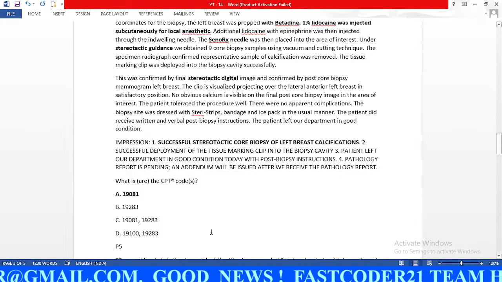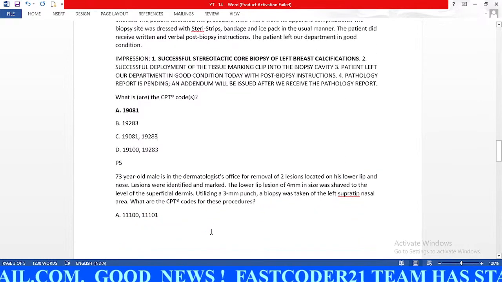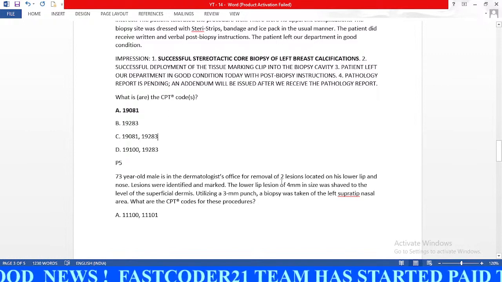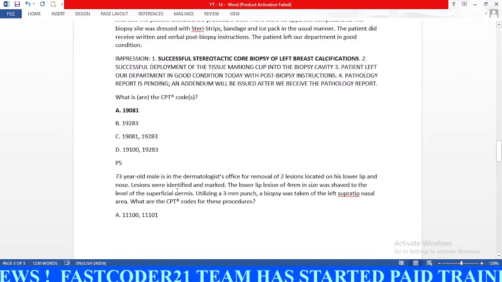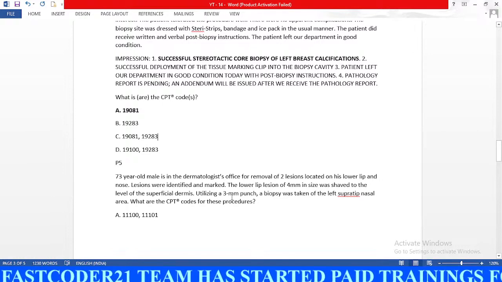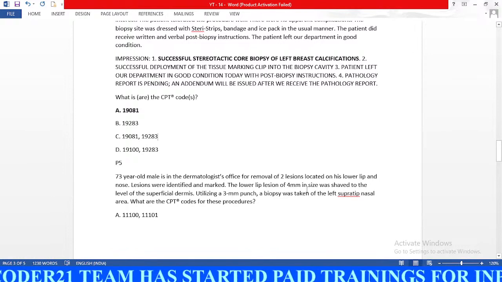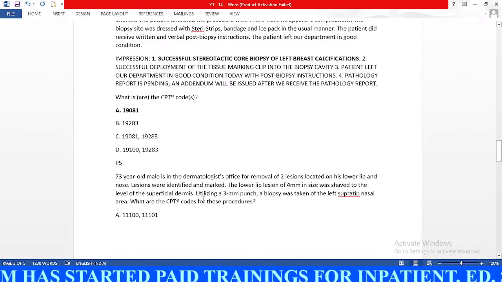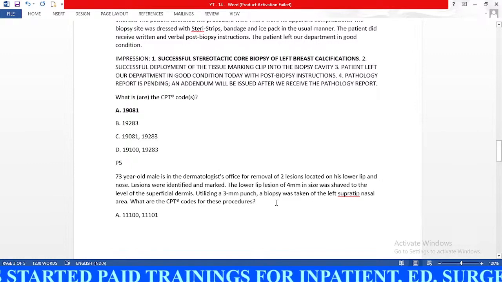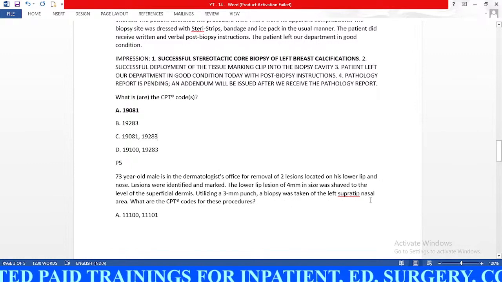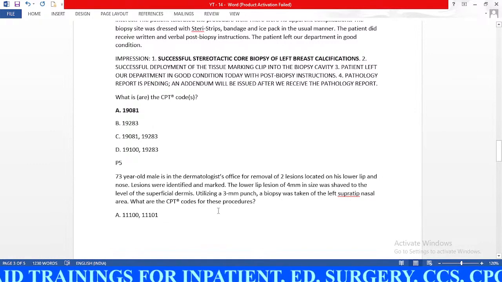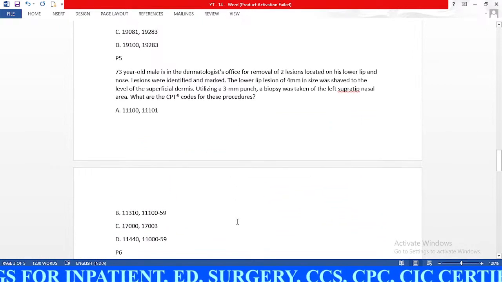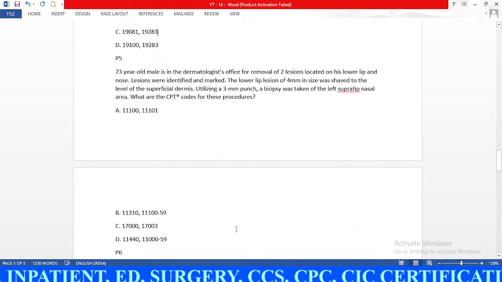Okay, so we will go ahead with another question. A 73-year-old male is in the dermatologist's office for removal of two lesions located on his lower lip and nose. Lesions were identified and marked. The lower lip lesion of 4 millimeters in size was shaved to the level of the superficial dermis. Utilizing a 3 mm punch, a biopsy was taken of the left supratip nasal area. What are the CPT codes for these procedures? 11100, 11310, 17000, 11440.